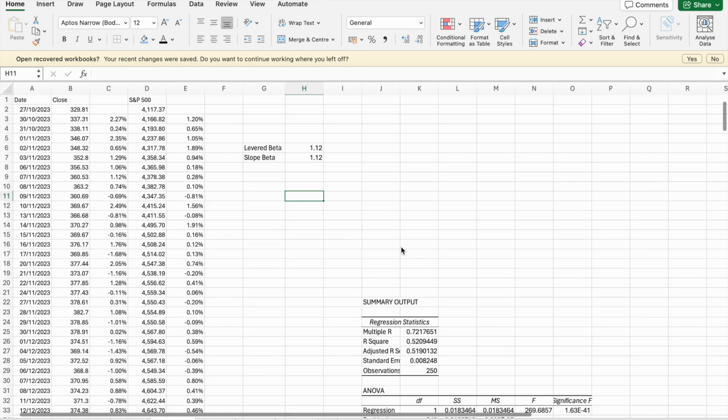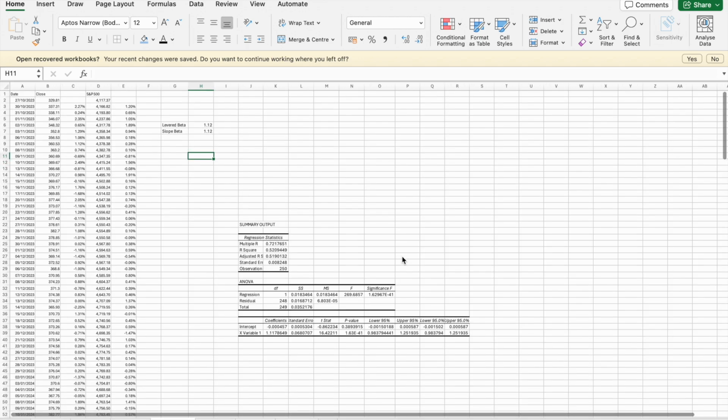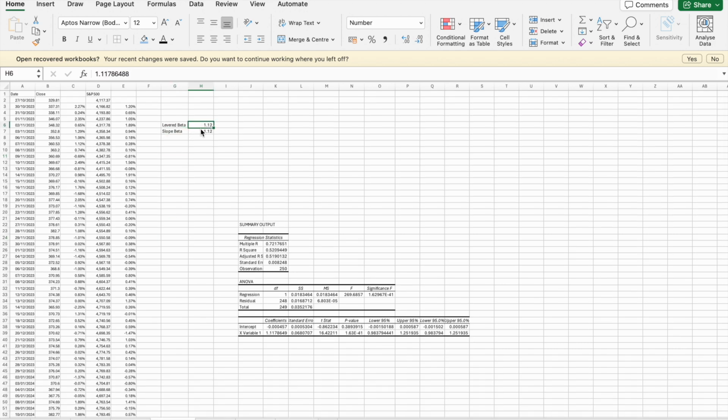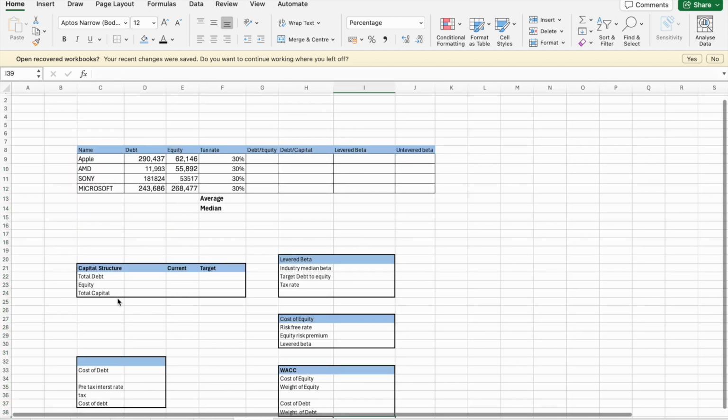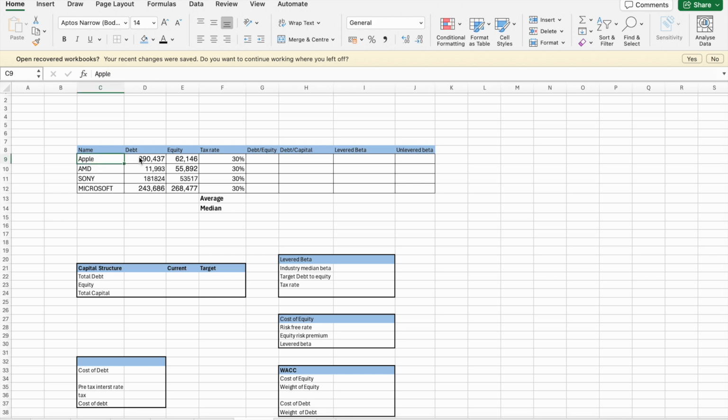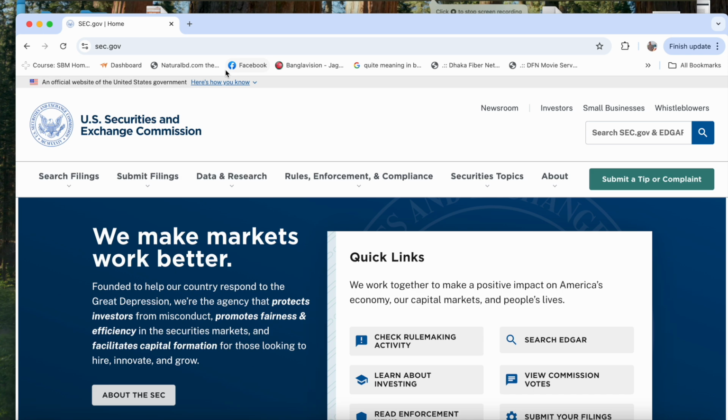Slope, beta. So now we are going to input whatever the beta result is into our WACC table to calculate our result. There you go. So I made a table here. You can see the Apple. I have input the debt. I've taken this debt and equity from their balance sheet of 2023. So Microsoft, Sony, AMD, Apple, I have got the data, and the tax rate is 30% for the US companies. All of them are US stock listed companies, so they have the same tax rate.